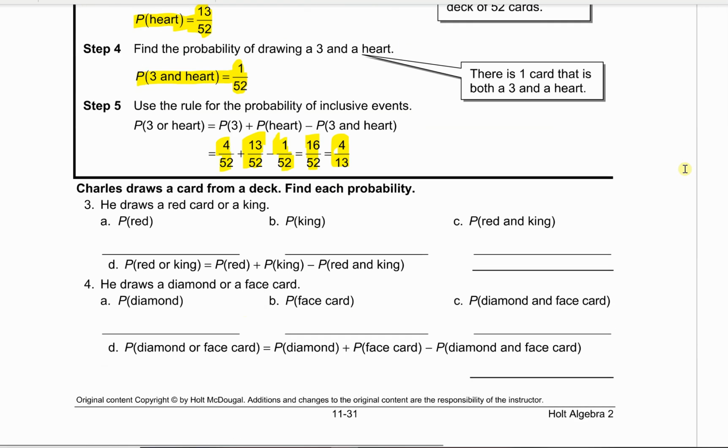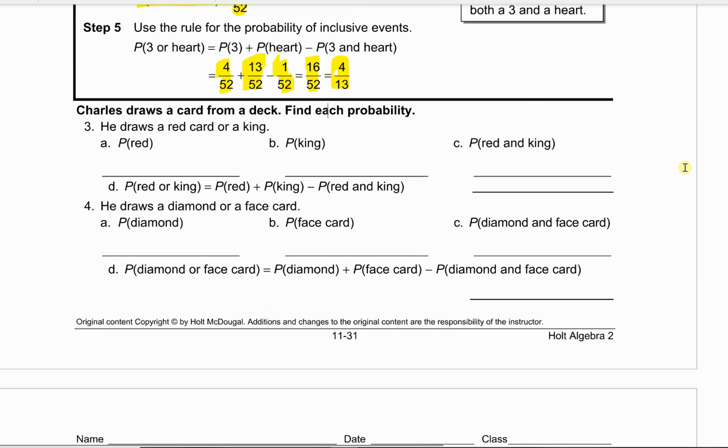Cards make it a little bit easier, I think, than talking about odds and die rolling and stuff like that. So let's see. All right, Charles. Charles is drawing from a deck. He draws a red card or a king. What's the probability of a red or a king?